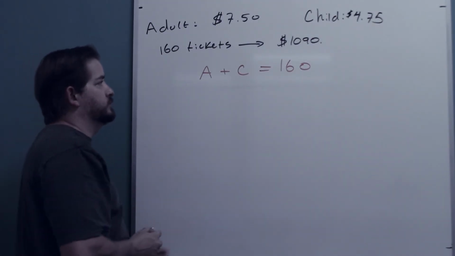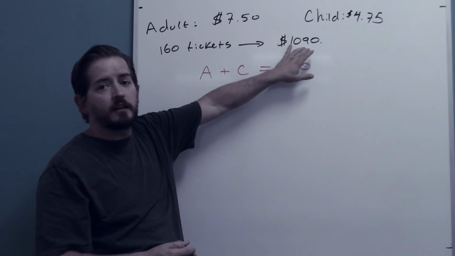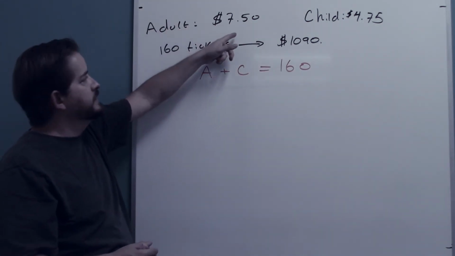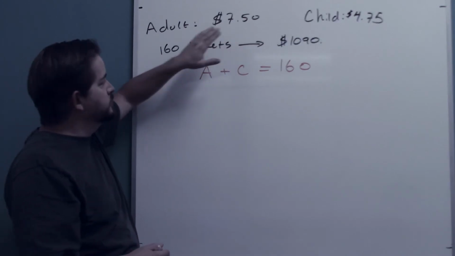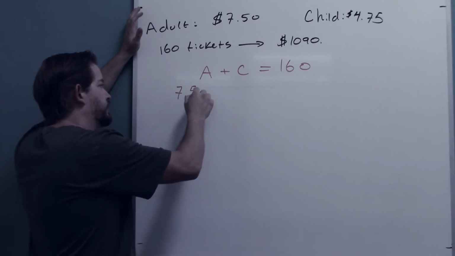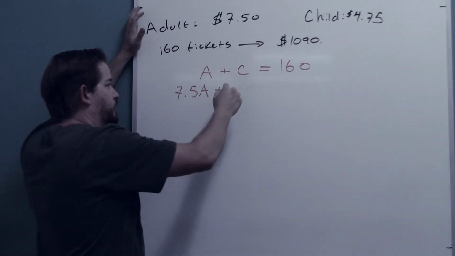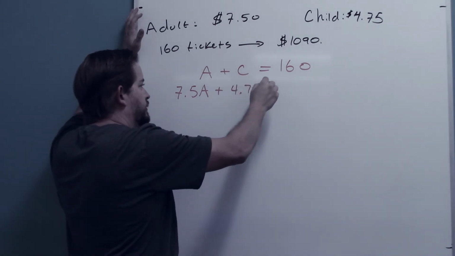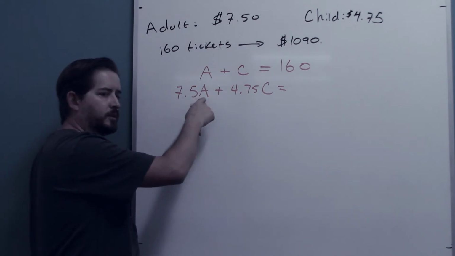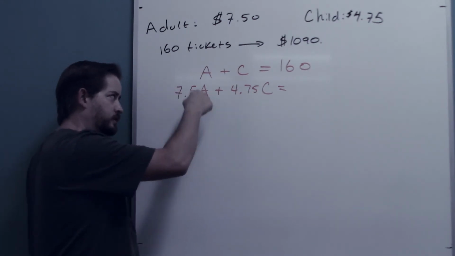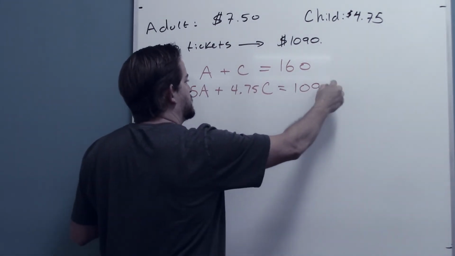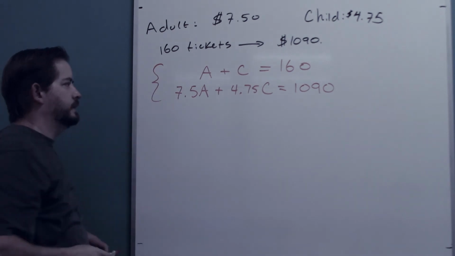The next equation deals with this money, right? $1,090. How did we get there? Well, we sold A multiplied by 7.5. $7.50 multiplied by the number of adult tickets. And that's the amount of money we pull in from adult tickets. Plus 4.75 multiplied by the number of children's tickets. The amount we sell them for times the number of them gives us a total dollar amount for the adult tickets plus the children's tickets. Altogether, that's $1,090. And I have a system, right?